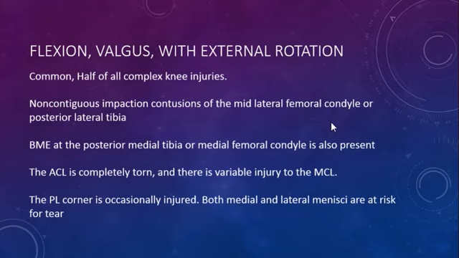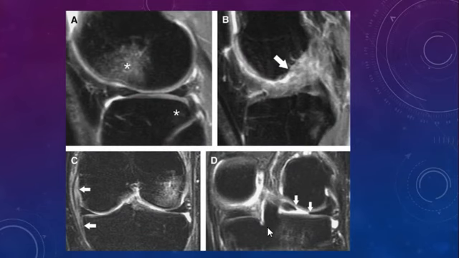Bone marrow edema at the posterior medial tibia or medial femoral condyle is also present. The ACL is completely torn and there is variable injury to the medial collateral ligament, and the posterior lateral corner is occasionally injured. Both medial and lateral menisci are at risk of tear in this mechanism. So there will be non-contiguous impaction of the lateral femoral or tibial articular surfaces. Also, there will be bone marrow edema at the posterior medial tibial or medial femoral condyle, and the ACL is completely torn with risk of rupture to either menisci.